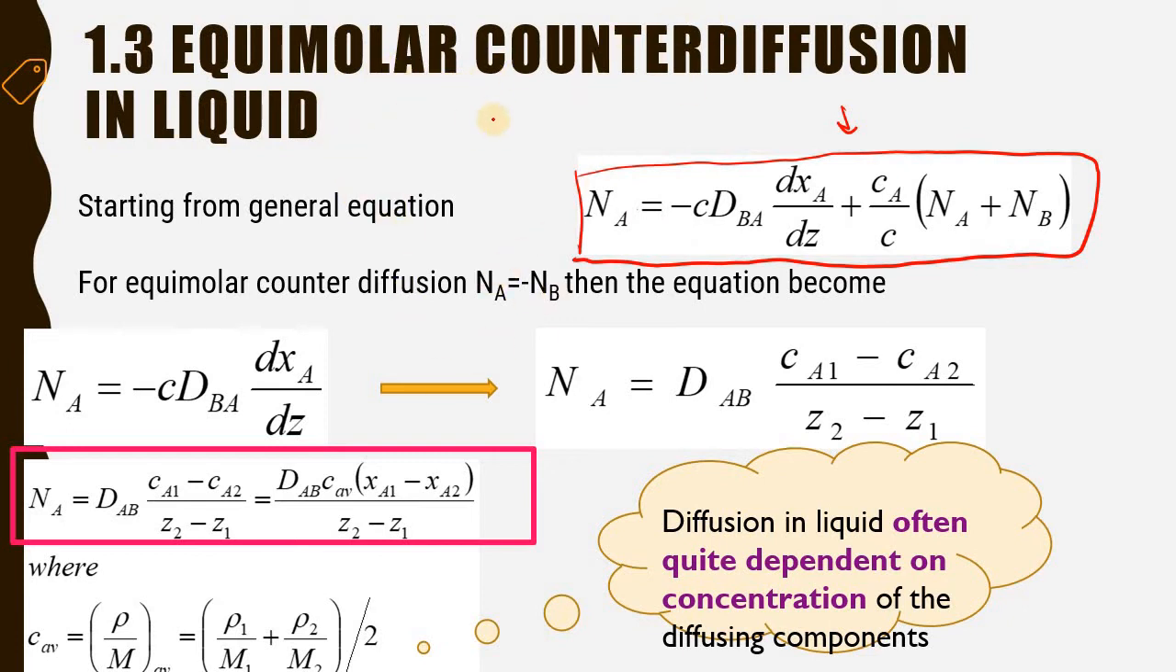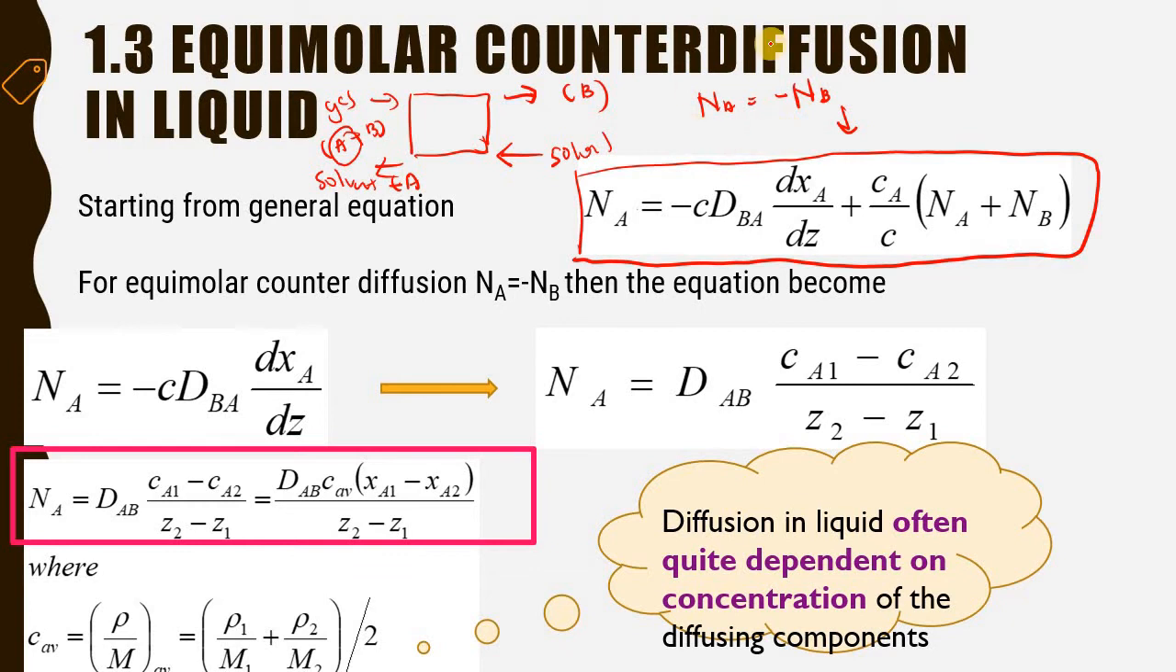So when we have counter diffusion in liquid, here I have the solvent in, and this is the gas in. The gas has solute A and B. The gas will leave with solute B only, and this solvent will leave with solvent plus solute A. So when we have counter diffusion in liquid, the flux of A is equal to negative flux of B.